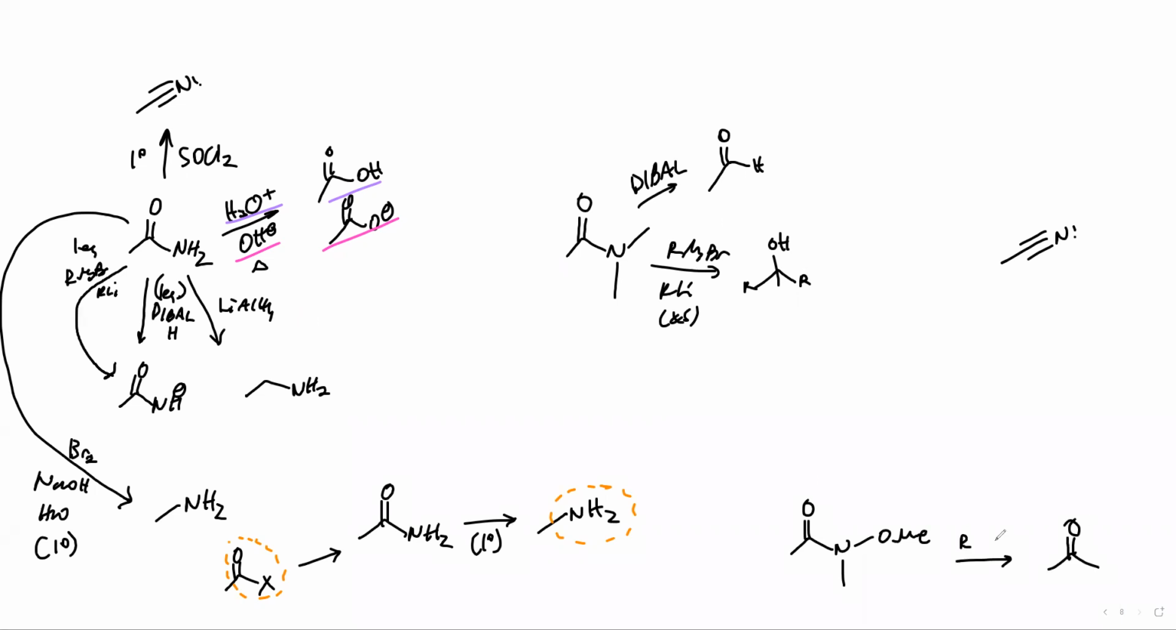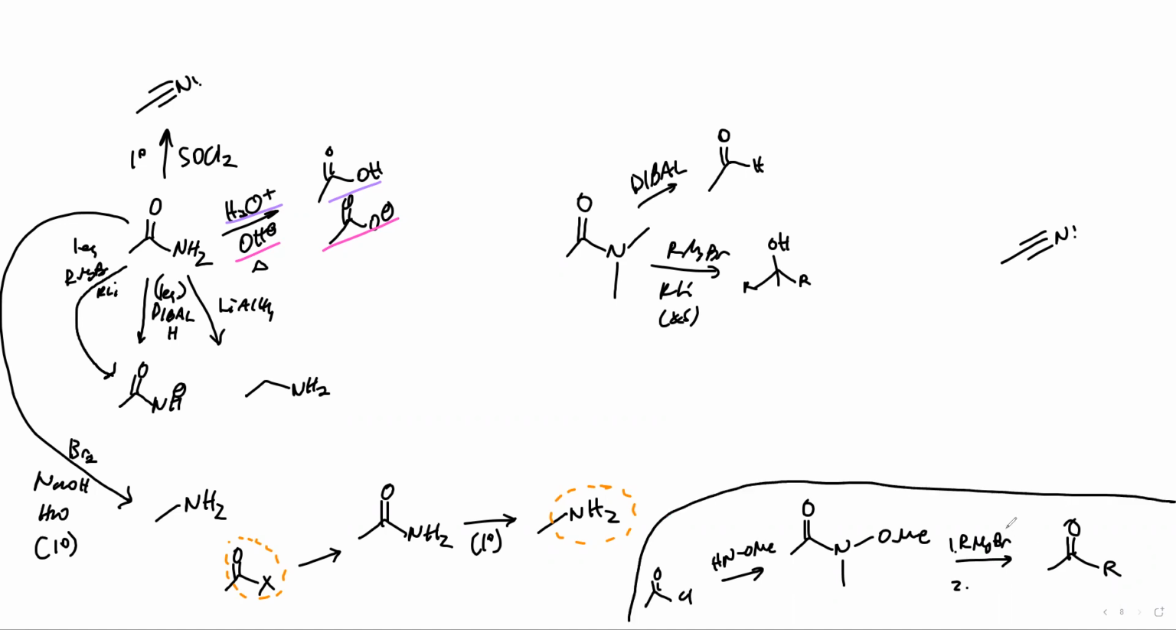So RMgBr here will give you a ketone of your choice if you use the Weinreb amide. The Weinreb amide itself just comes from O-methyl hydroxylamine with an acyl halide. So this here is, you know, for those of you that really want to impress your TA or Dr. Nassiri, you might want to use this if you can.